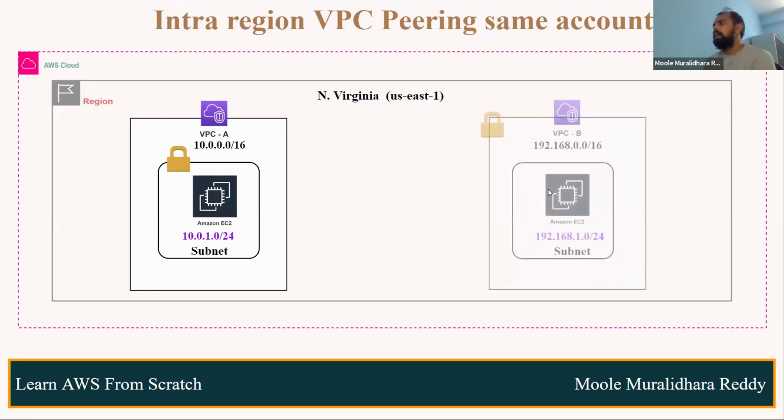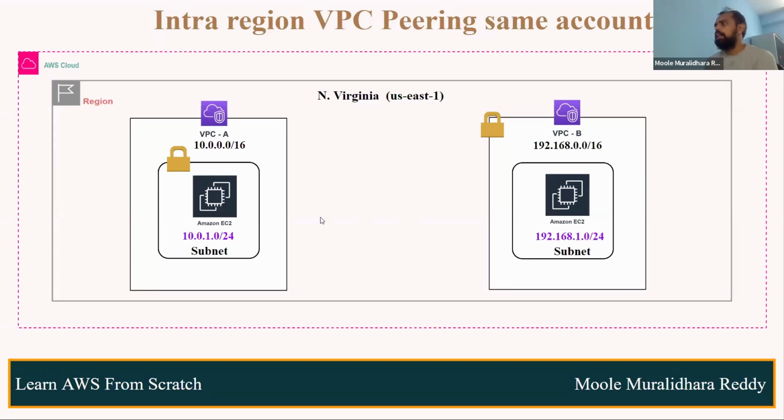And the same, we can create a VPCB also. This particular VPCB, the range is 192.168.0.0/16. Okay, inside this particular VPCB, we will create one subnet. The subnet range is 192.168.1.0/24. Okay, but if you observe, in the same region, VPCA and VPCB, by default, do you have any connectivity?